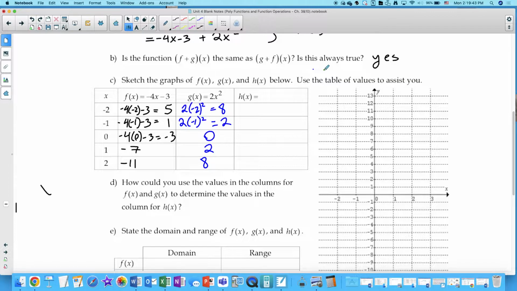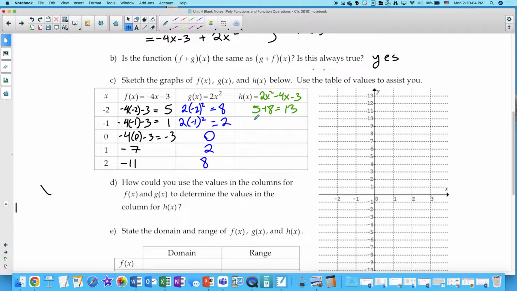So h of x is equal to 2x squared minus 4x minus 3, right? If you think about it, the 2x squared part is that 8, and the negative 4x minus 3 is the 5. So we're just adding those together. Okay, so this is 5 plus 8, which is 13.